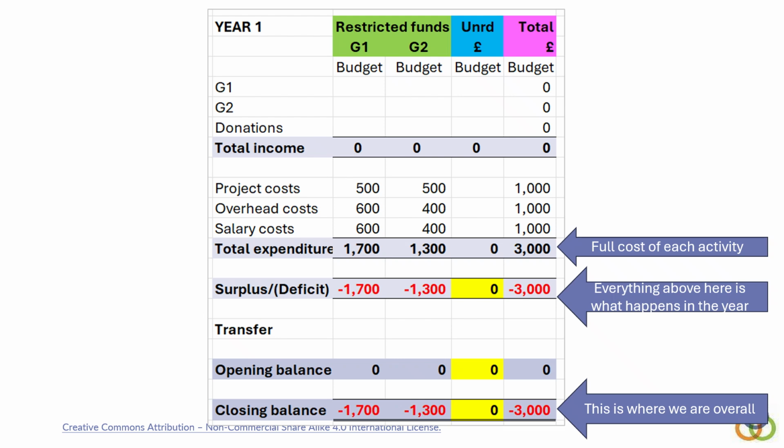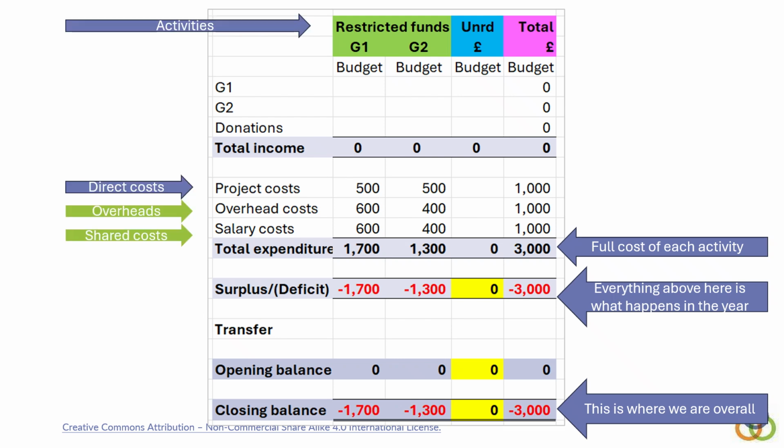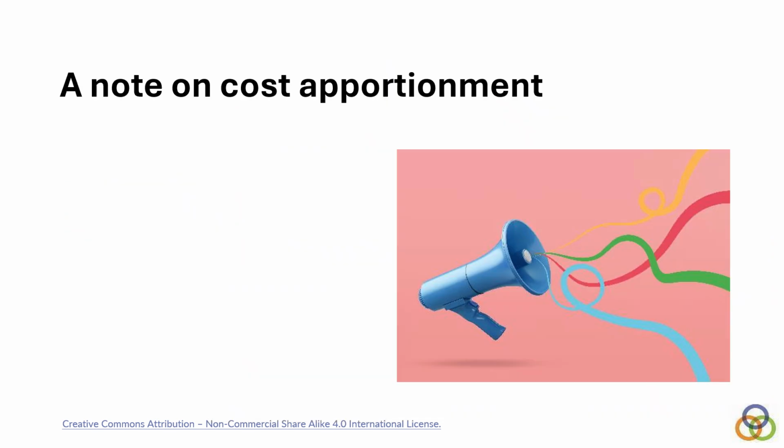And so overall, my budget for the year at the moment is minus £3,000. Obviously, we can't stay there. So, direct costs, overhead, shared costs, happy days. Now, a note on the cost apportionment.